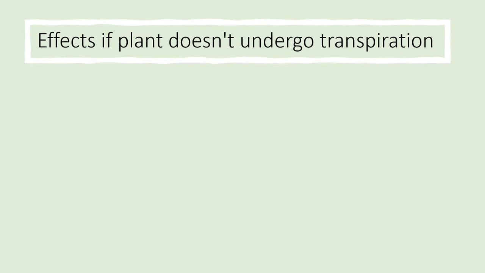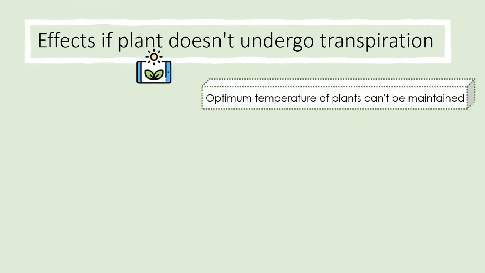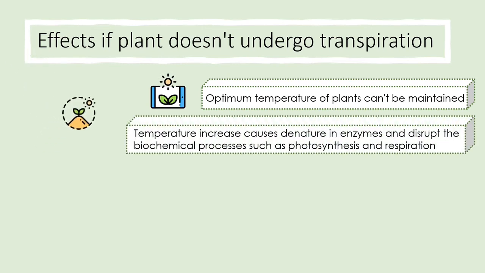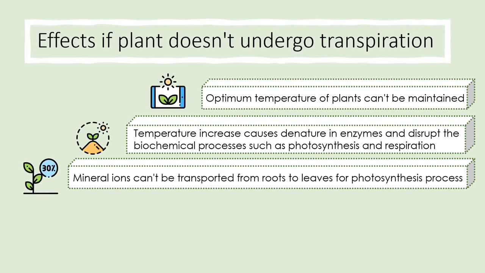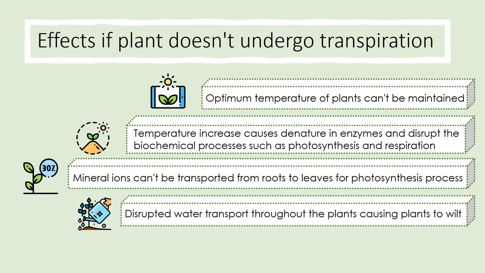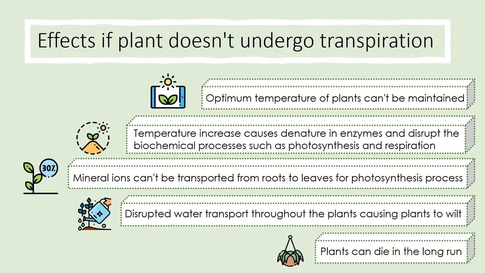Here is the effects if a plant doesn't undergo transpiration. The first one is optimum temperature of plants can't be maintained. The next one is temperature increase causes denature in enzymes and disrupt the biochemical processes such as photosynthesis and respiration. The third one is mineral ions can't be transported from roots to leaves for photosynthesis process. The fourth one is disrupted water transport throughout the plants will cause the plants to wilt. And finally, plants can die in the long run.